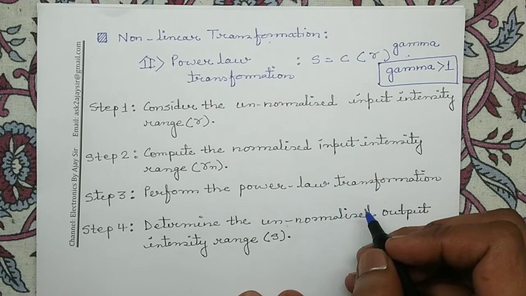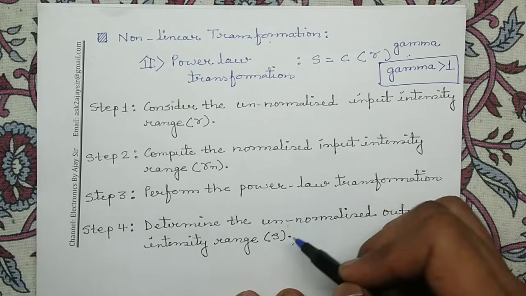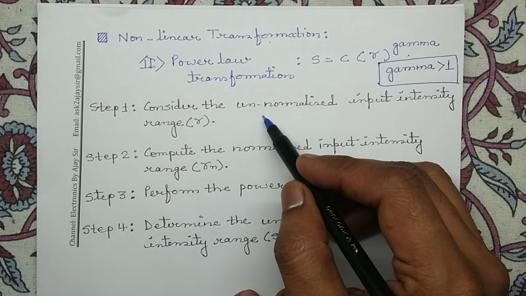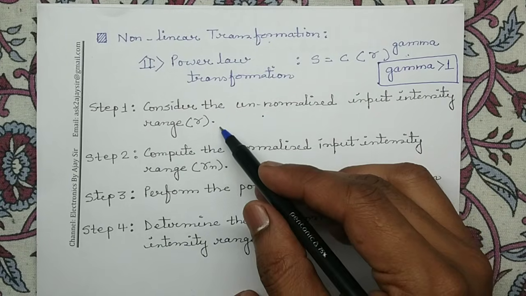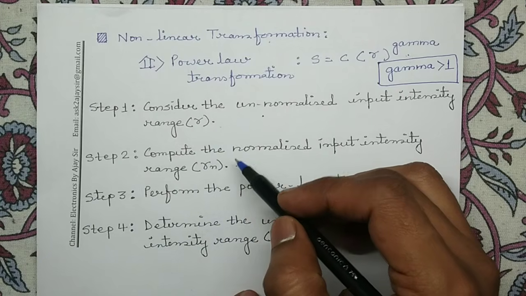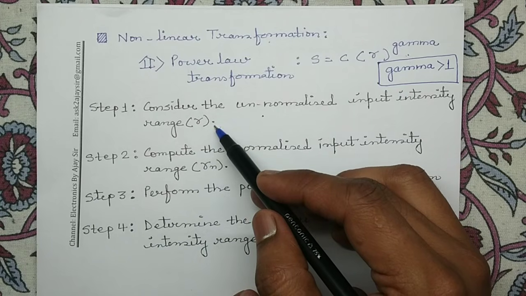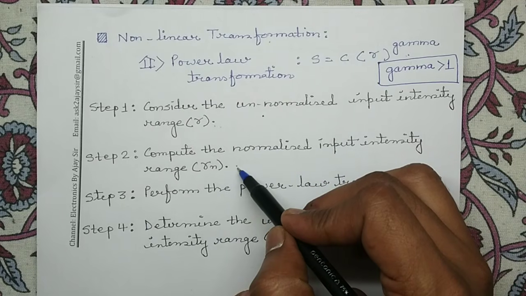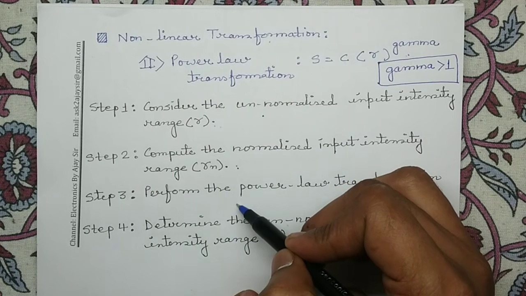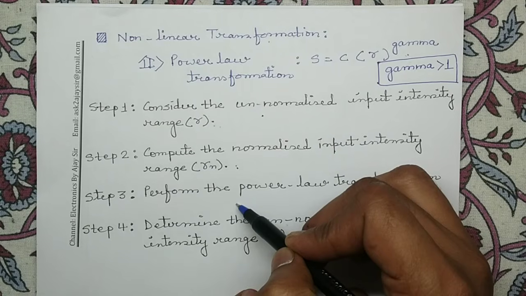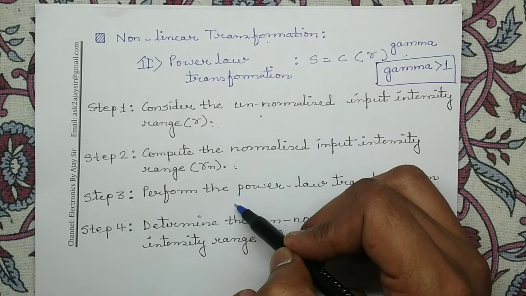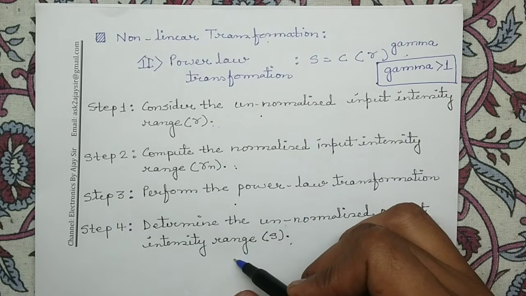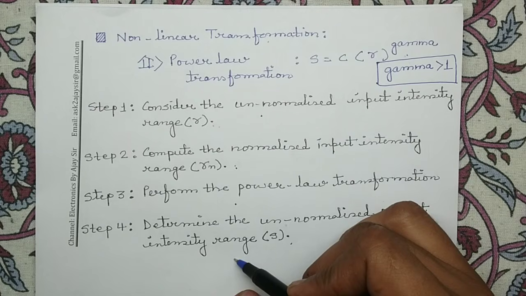The algorithm of power law transformation is written over here. In step 1, first we have to consider the unnormalized input intensity range R. In step 2, we convert this unnormalized input intensity range R into normalized input intensity range Rn. In step 3, we will perform the power law transformation and get the normalized output intensity range Sn. And in the last step, step 4, we will convert normalized output intensity range Sn into unnormalized output intensity range S.